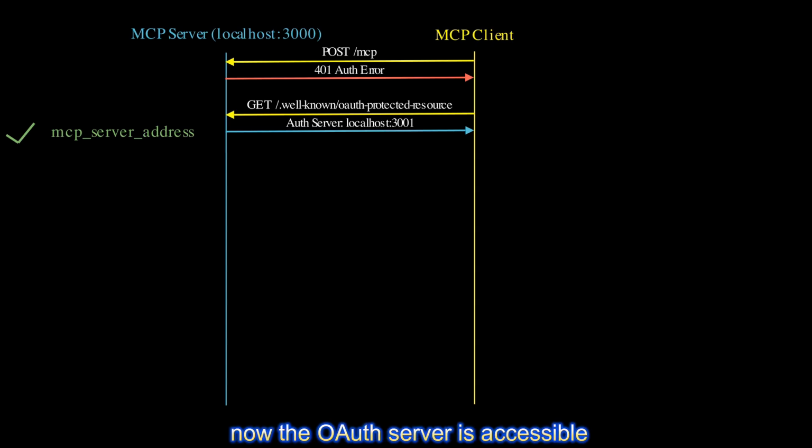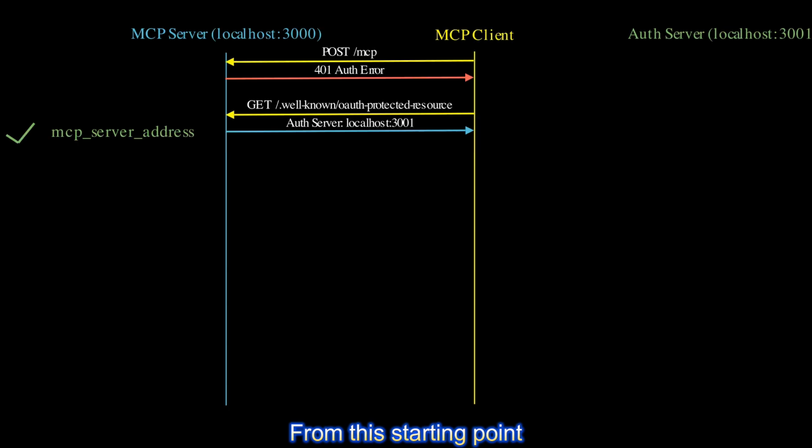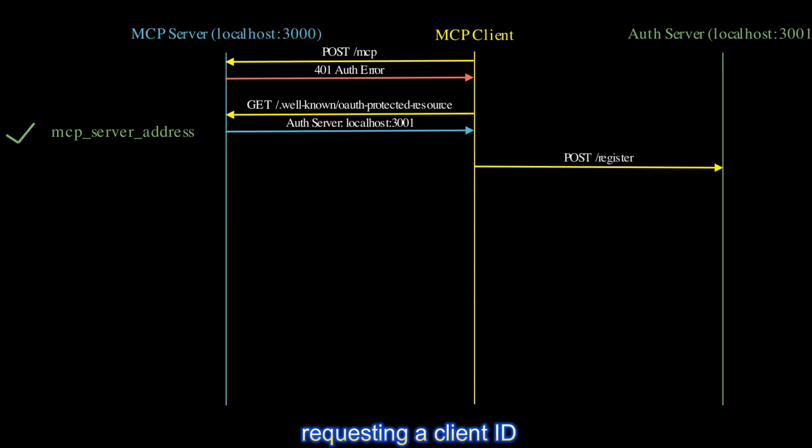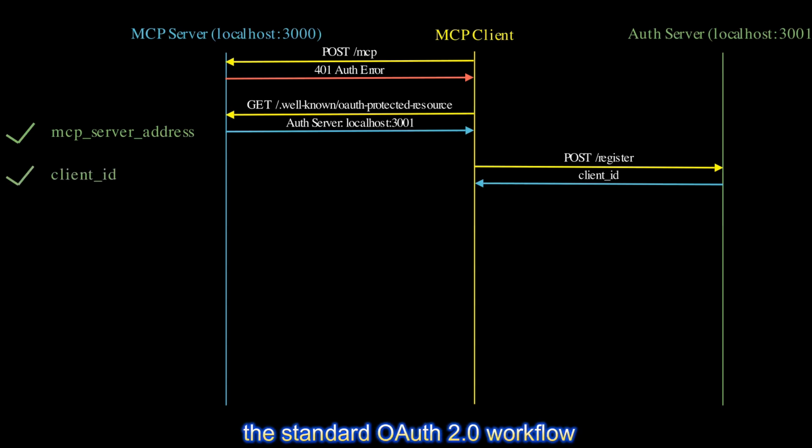Okay, now the OAuth server is accessible to the MCP client. From this starting point, the MCP client is going to communicate with the OAuth server. The MCP client sends a POST request to /register, requesting a client ID. Each session gets its unique client ID. The OAuth server responds with the client ID, and from here, the standard OAuth 2.0 workflow begins, which most developers are already very familiar with.